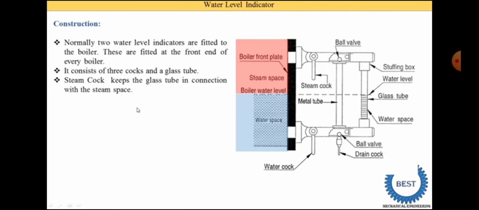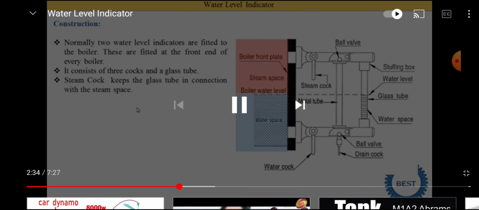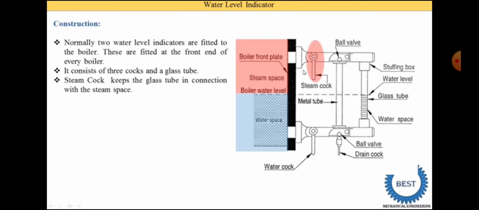The steam cock keeps the glass tube in connection with the steam space. So here you see the steam cock. When we open the steam cock, what happens? The steam from this part is supplied into this glass tube. So this is the function of the steam cock. When this steam cock is off, the steam is not supplied to this glass tube. Second, the water cock puts the glass tube in connection with the water in the boiler. So this water cock connects or disconnects the water space inside the boiler shell to this glass tube, and the steam cock connects or disconnects the glass tube with the steam space.